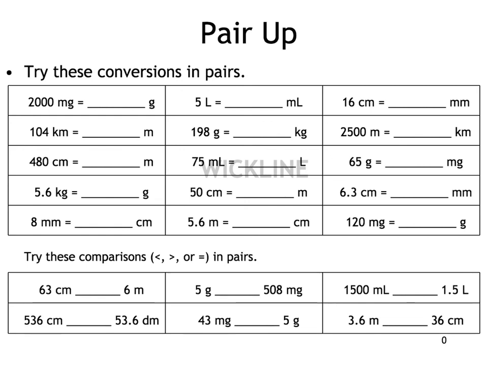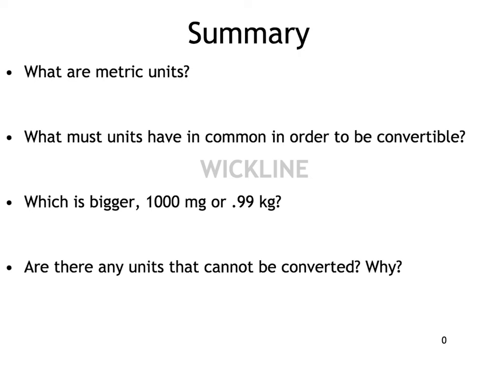These are some more questions that we'll be working on in class when I see you again. And here, let's just summarize really quickly. Metric units are units, but the thing that makes them special is that they're based on the number 10. In order to be convertible, units need to have a base unit in common. So you can't move a unit like milliliters into a unit like grams, because the base unit for one was liter and the other was grams, so they can't be converted.